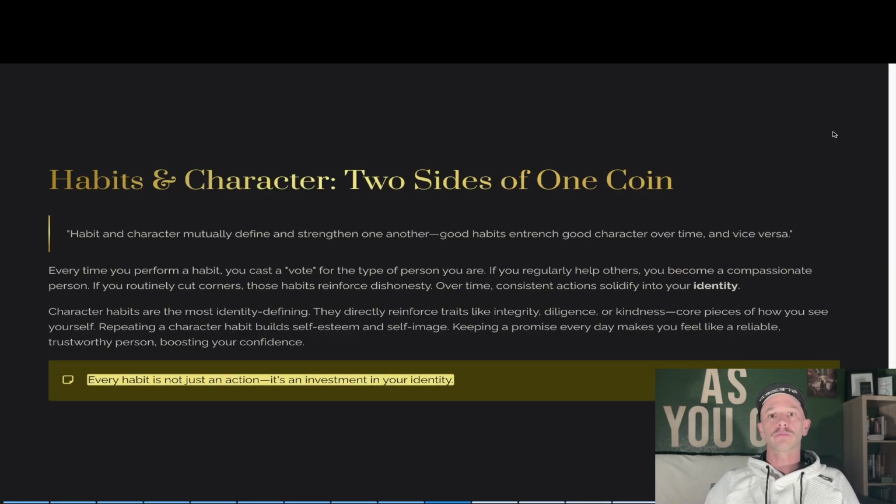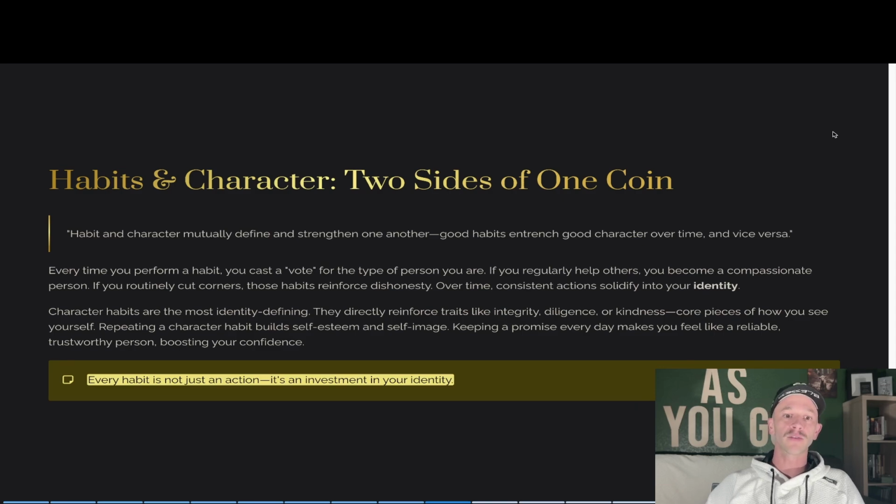Habits and character, two sides of one coin. Habit and character mutually define and strengthen one another. Good habits entrench good character over time, and vice versa. Every time you perform a habit, you cast a vote for the type of person you are. If you regularly help others, you become a compassionate person. If you routinely cut corners, those habits reinforce dishonesty. Over time, consistent actions solidify into your identity.